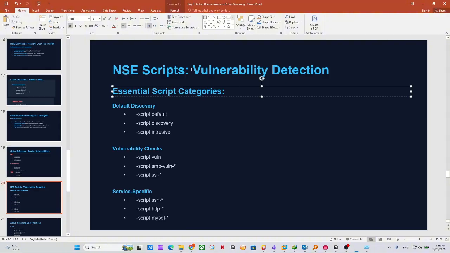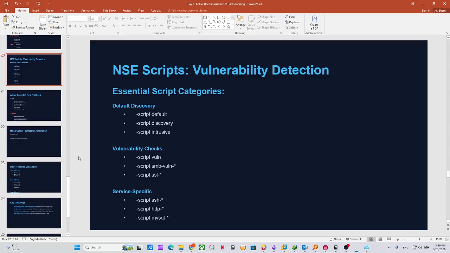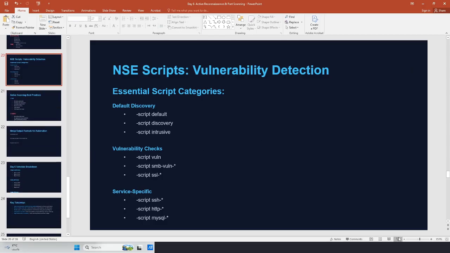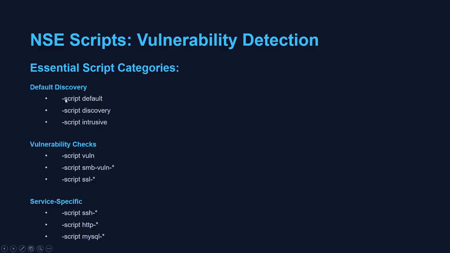We have NSE scripts, which are used for vulnerability detection. So --script default is the default, --script discovery, --script intrusive. These are three ways of using it. --script vuln checks, --script smb-vuln, --script ssl, --script ssh, http, mysql.